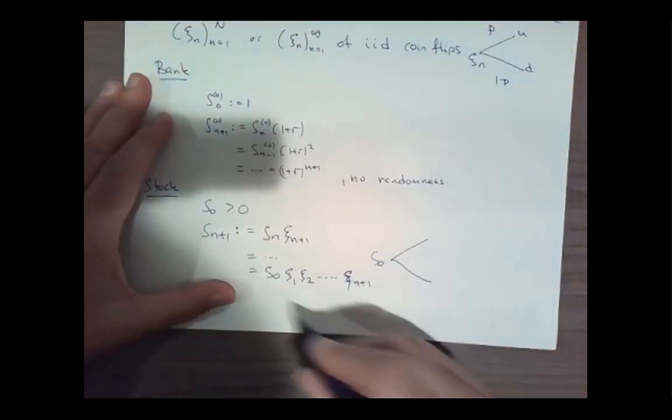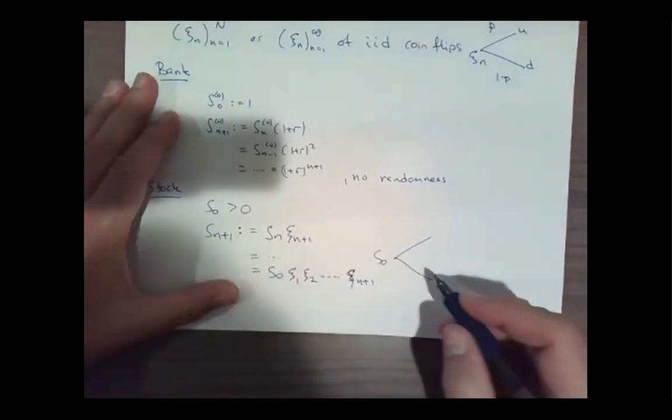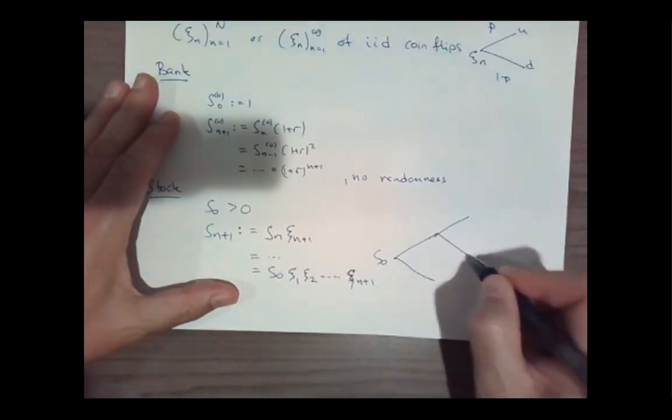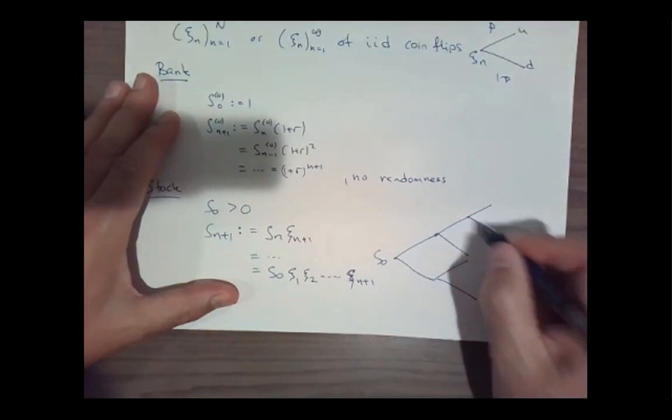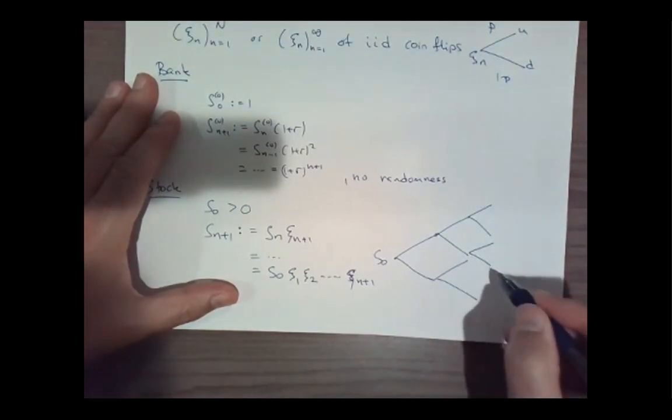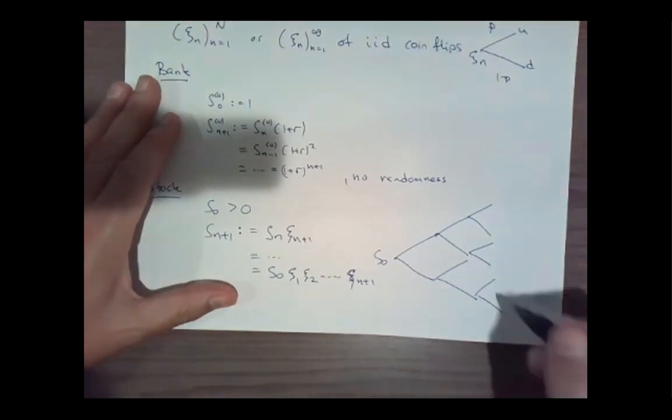So we can illustrate this on the picture. We can start out here with the initial value, something positive. We can go up and down, and so on.